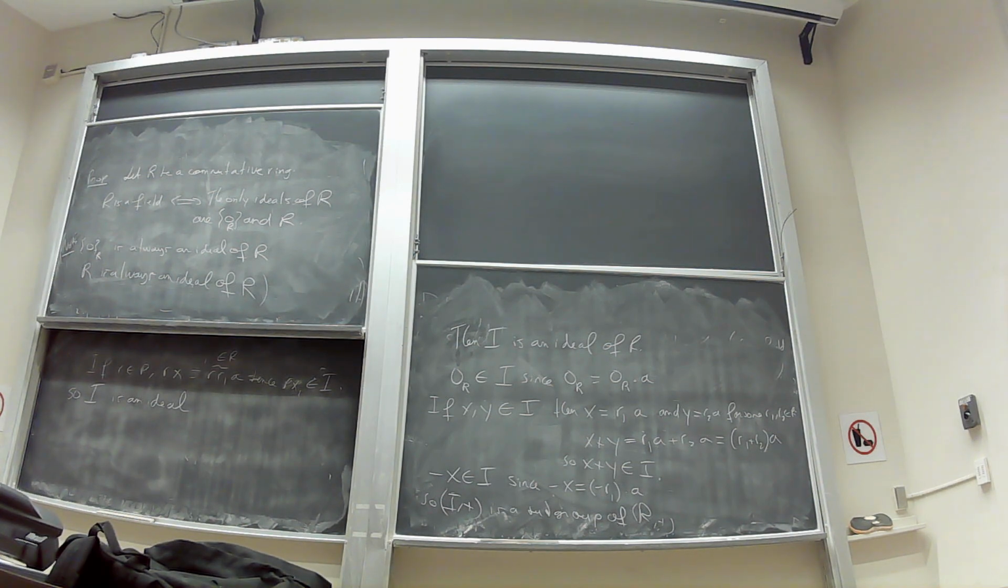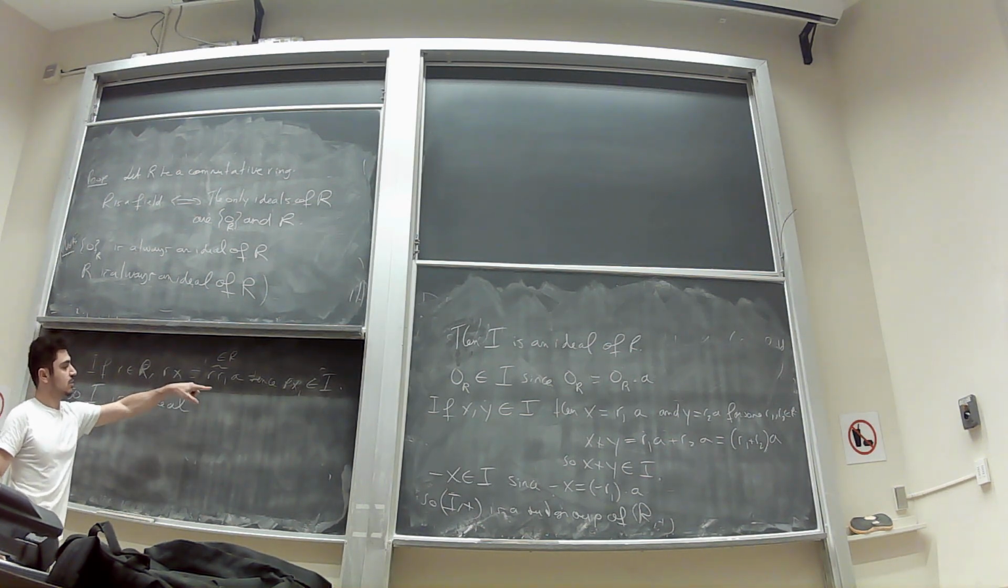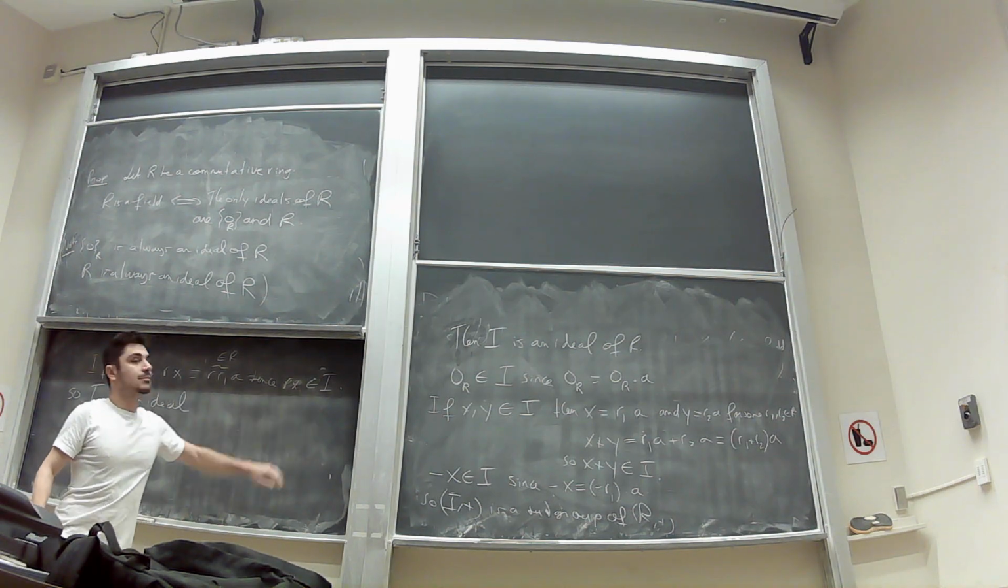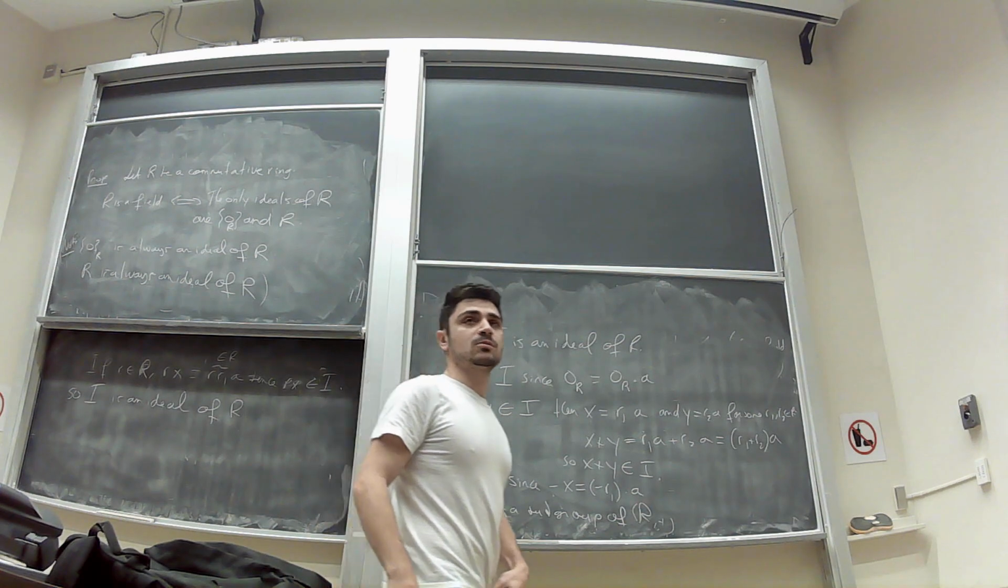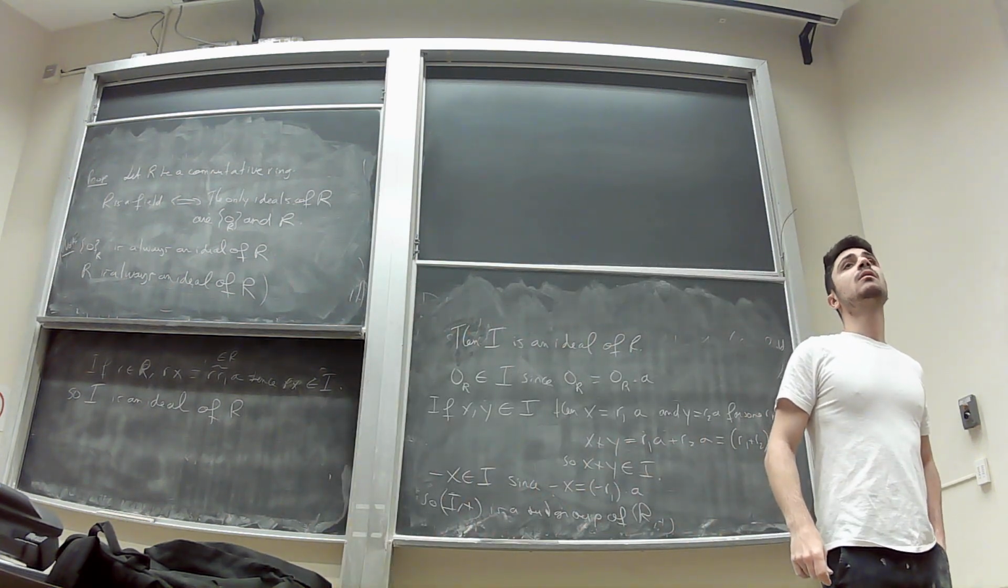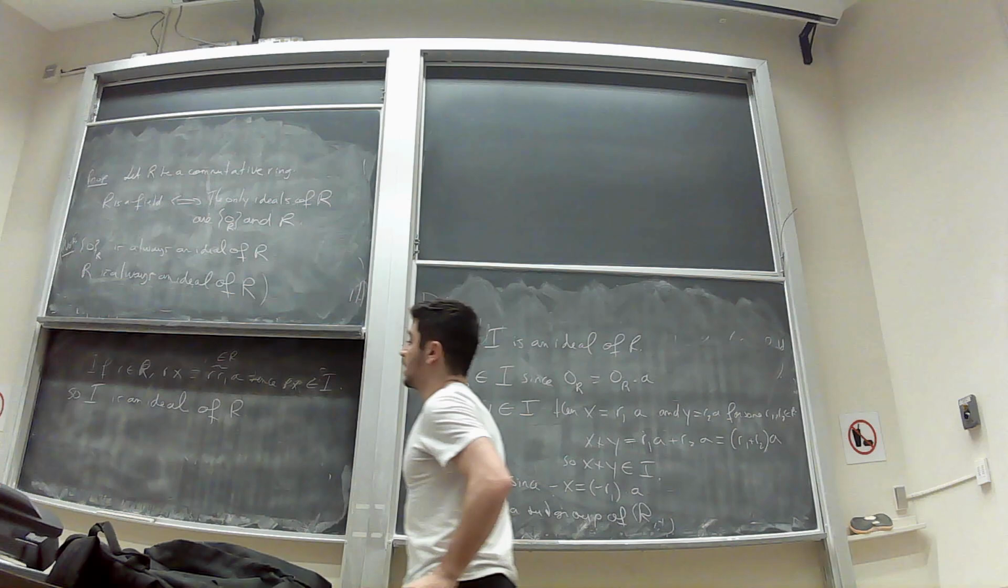Now, is I the zero ideal or not? If r is in R and x is in I, then rx belongs to I. Agree or not? Everybody? Is it clear? Okay. So I is an ideal of R. Is I the zero ideal or not? By assumption, no, but it contains A. Exactly. I is different than 0.